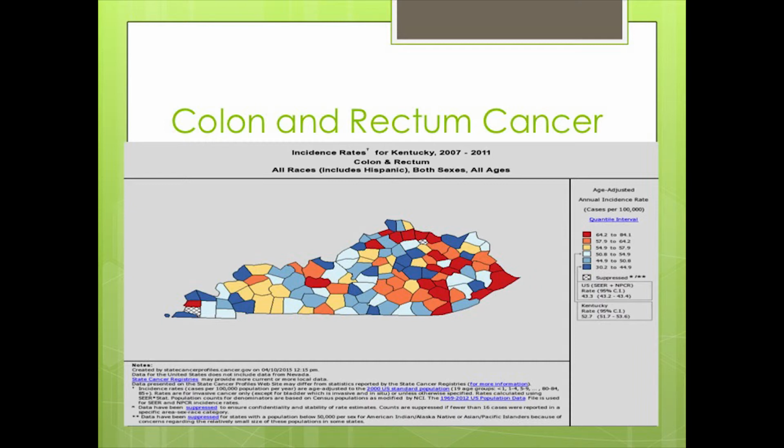We then chose colon and rectum cancer because this also affects many people in America. And once again, this shows that there is a high incidence rate in eastern Kentucky.